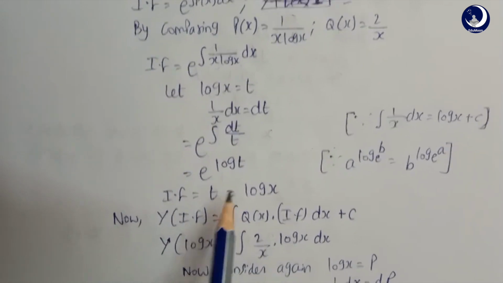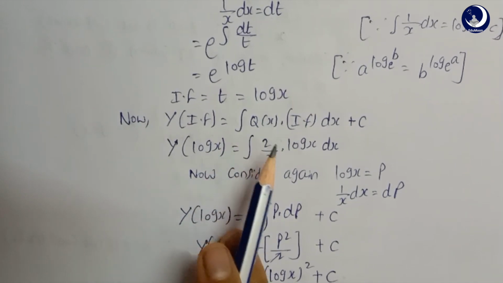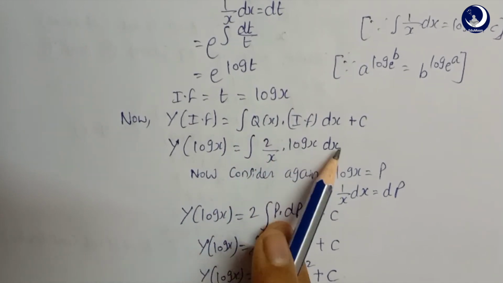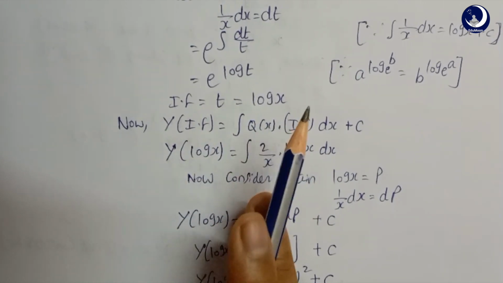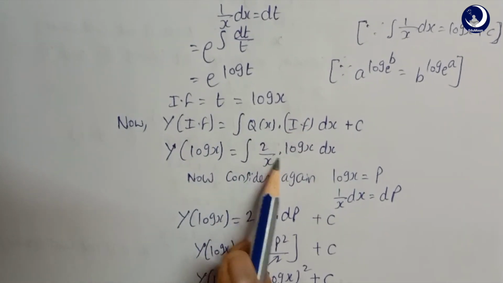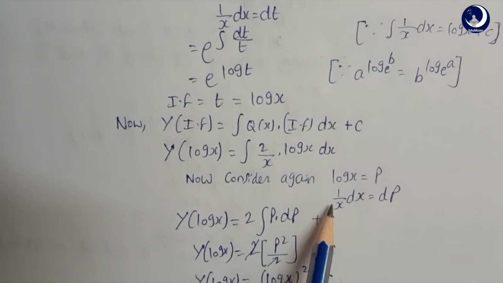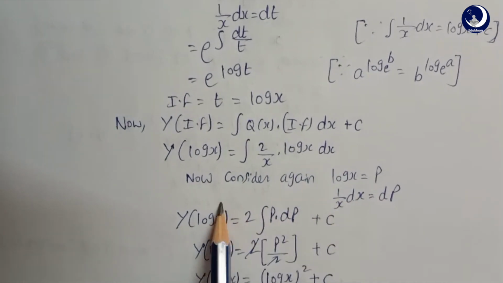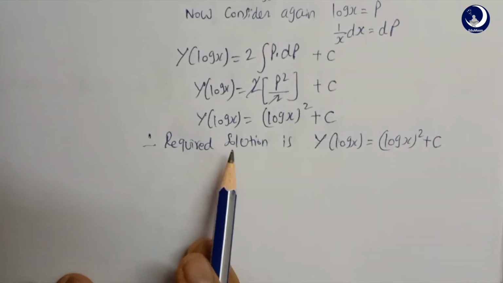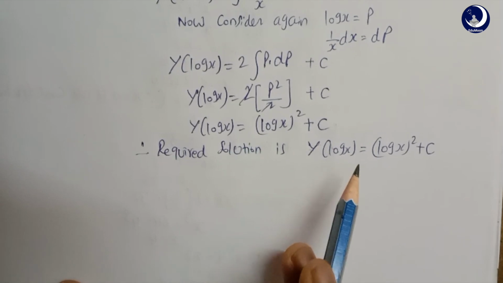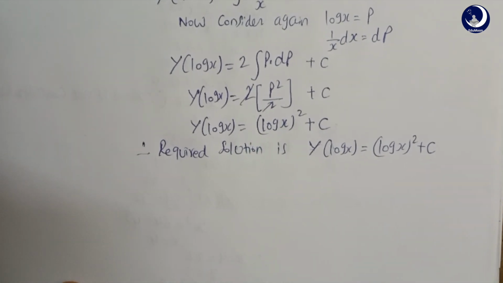Then the general solution is y into integrating factor equal to integral of q of x into integrating factor dx plus c. The integrating factor is log x, and q of x as per the question is 2 by x, so 2 by x into log x into dx. Now I consider log x equal to p, so 1 by x dx equal to dp. By solving this, I got the general solution. The required solution is y into log x equal to log x whole square plus c. This is the required solution.